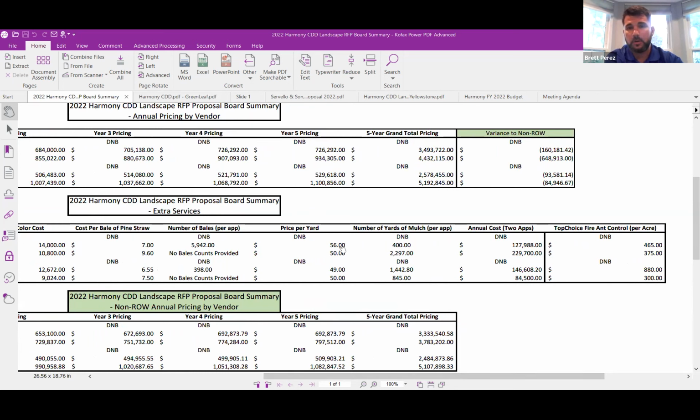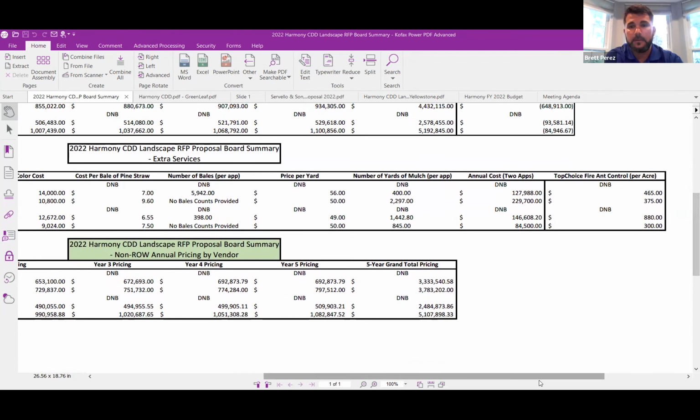And then you have price per yard of mulch, number of yards of mulch needed. And this is per application. I want to make sure you understand that. So if 2 apps were made, you would see this number in your budget. Obviously, if it's 1 app, you would see it cut in half. That make sense? Yes. Okay. We also asked for a price for top choice fire ant control. Again, that provides you 1 year control for fire ants, whether that's at the dog park or around the splash pad, the athletic field area. So you can see that cost breakdown by vendor.